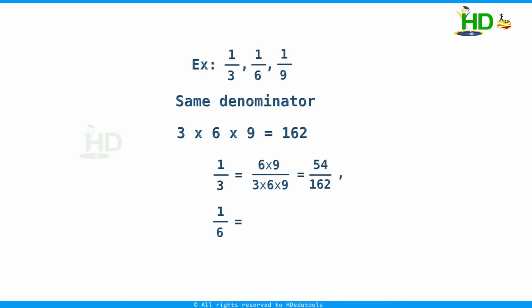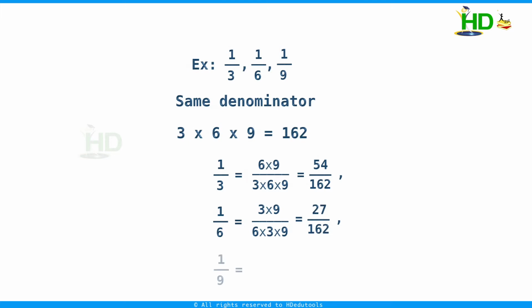And also we multiply the numerator with 3 into 9 so that the value of the fraction should not change. Now this will become 3 into 9 divided by 6 into 3 into 9. So this is nothing but 27 by 162.